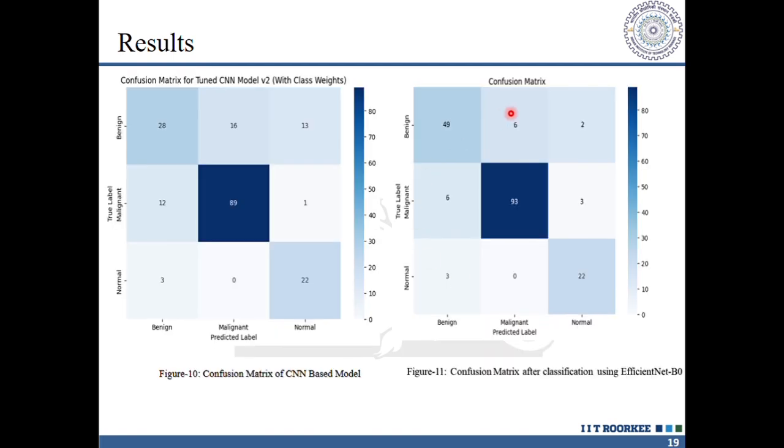These are the confusion matrices. A confusion matrix is a matrix plotted between true values and predicted values. These are normal, malignant, and these are for benign. So these two represent what we get when we use CNN based models. So there are some mismatches for the benign. So we use the EfficientNet B0 model. Then we get a large number of images which match with the true or actual images.